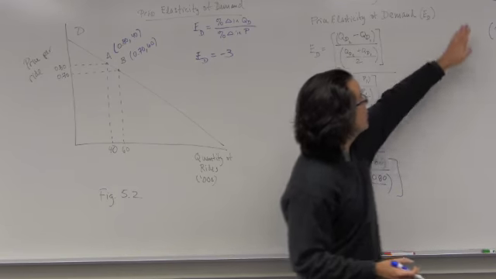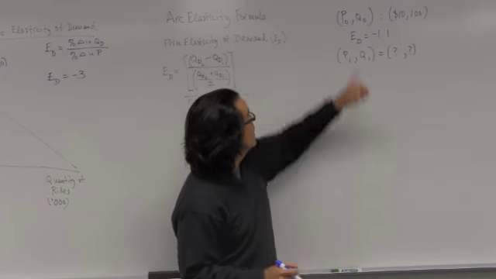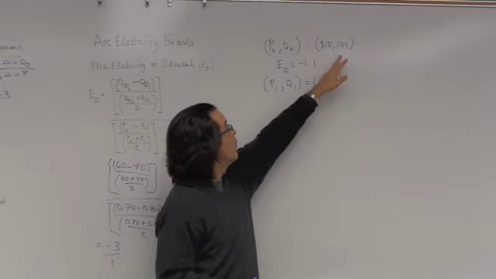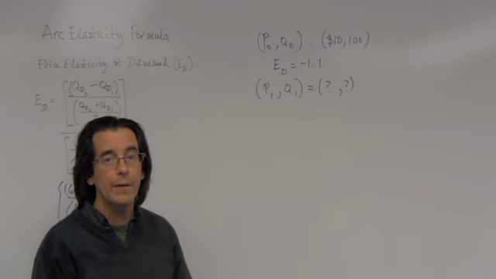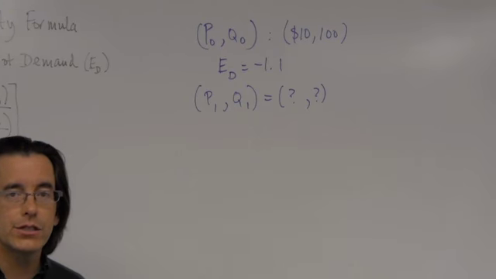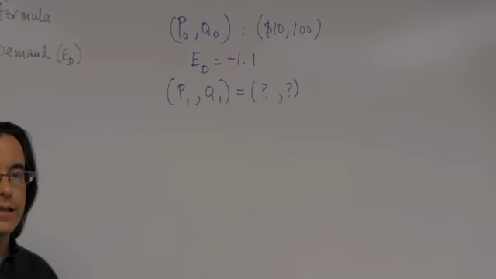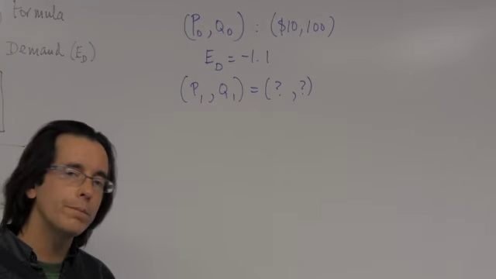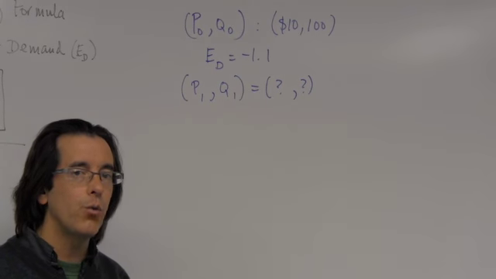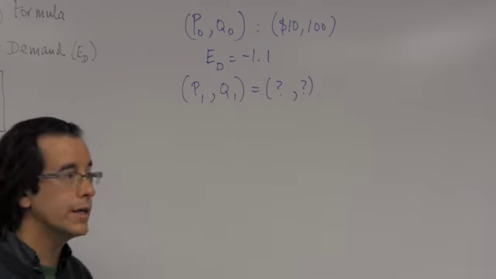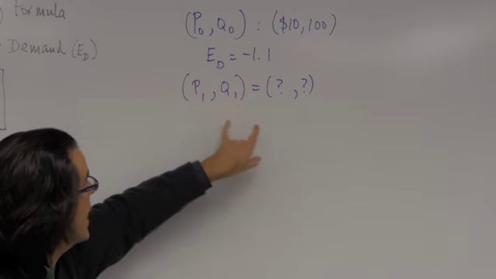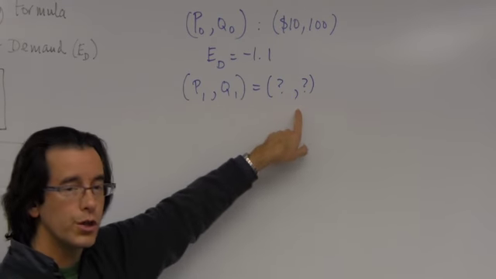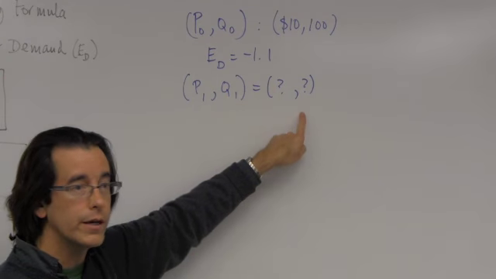Okay, so we'll start out with an initial point, price quantity point. $10 is the initial price, 100 as the initial quantity demanded. And we'll just say that the price elasticity of demand at that point is -1.1. So at that point, we're saying if there's a 1% increase in the price, there'll be a 1.1% decrease in the quantity demanded. So our task is to say, okay, from this point with this elasticity measure, what's our new price and what's our new quantity?